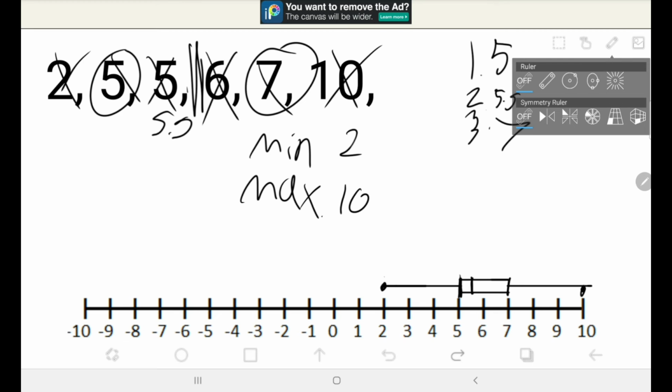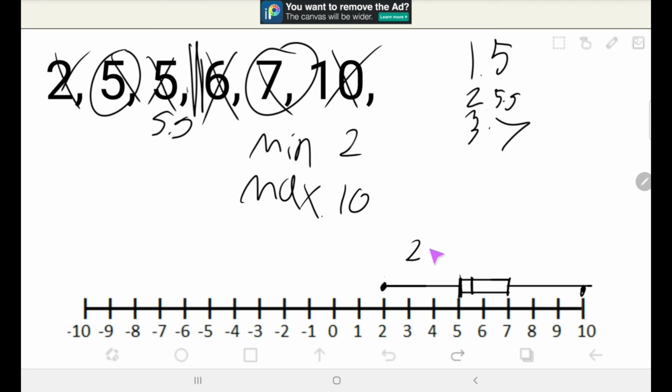Something you should know about a box plot is that each section contains 25% of the numbers. So there's 25% of the numbers in this section, 25% in this section, 25% in this section, and 25% in this section. Just because a box plot has a very long line does not mean there are more numbers down there.